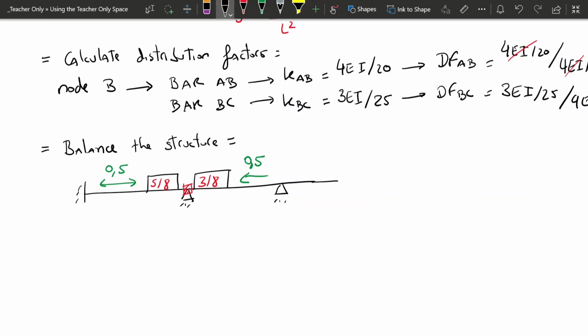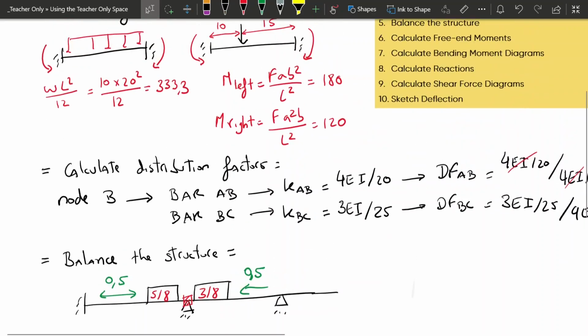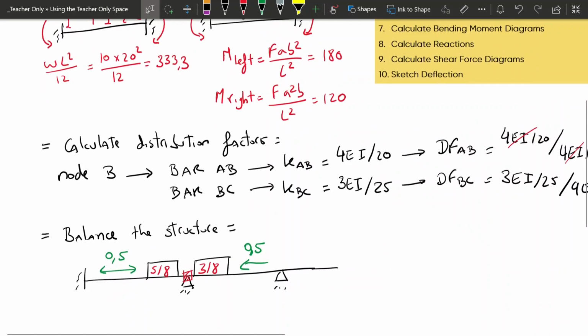We can now write down our fixed end moments. On the left is 333.3, here as well, and here we get 180 on the left and then 120 on the right. As usual, on the left is negative, and on the right it stays positive.